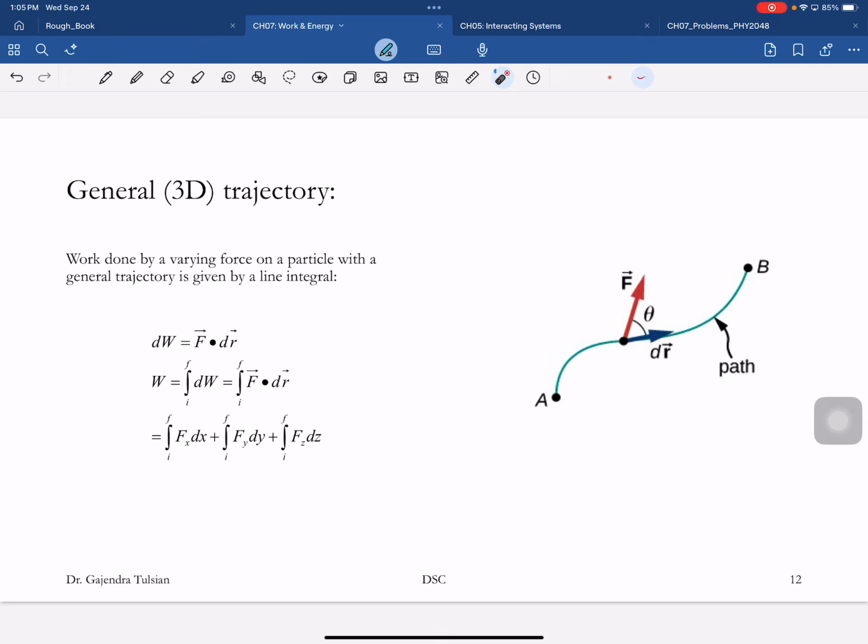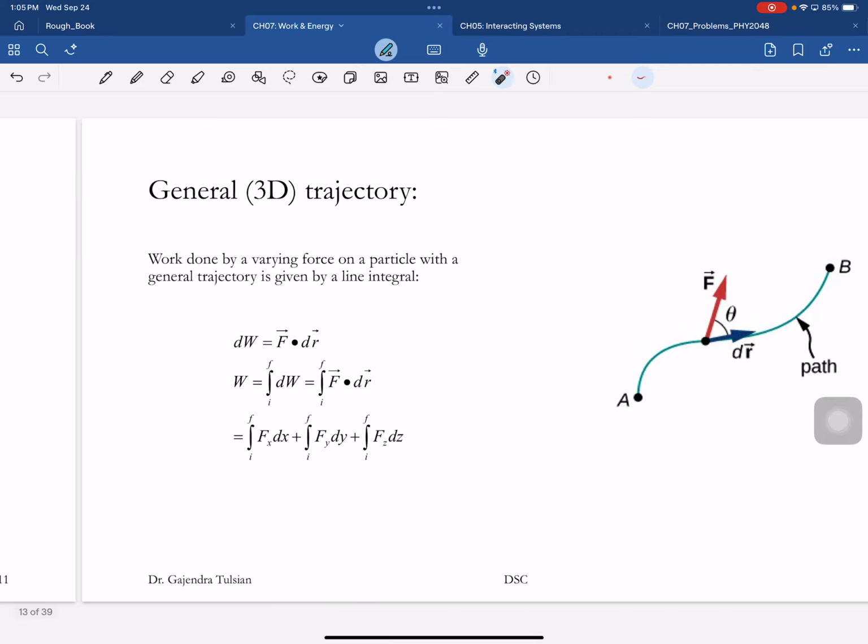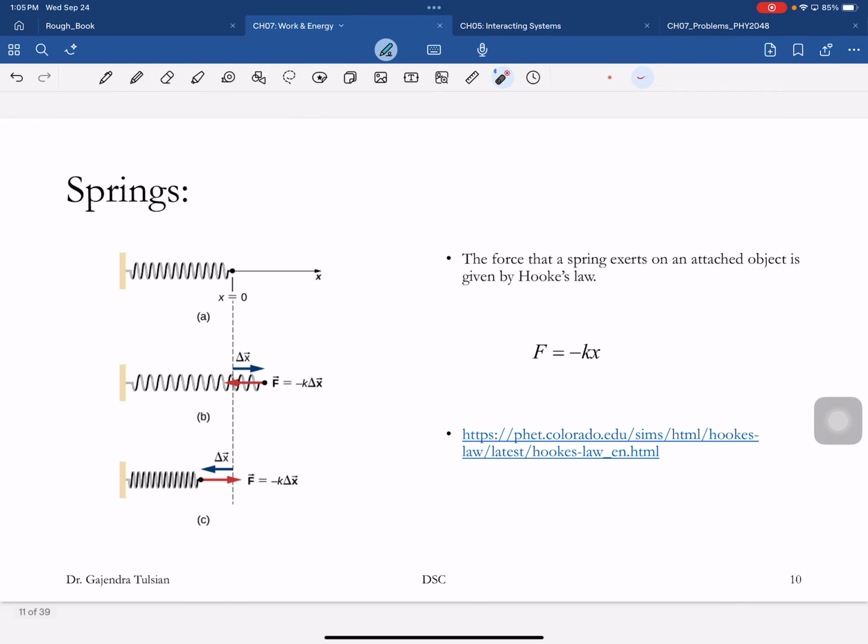We will do integrals in very simple cases. We won't do this general 3D case. But what have you learned? You learned how to do work when the force was constant and you were moving in a straight line. Then you learned how to do work when the force was varying but you were moving in a straight line. And lastly, you learned how to calculate work when the force was varying and you were not moving in a straight line. So now you're experts at that.